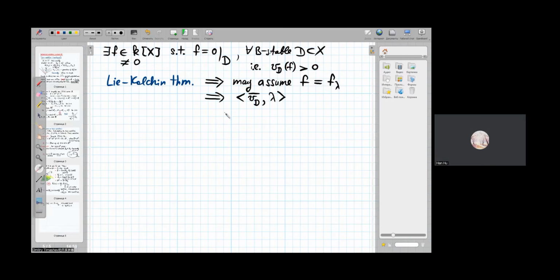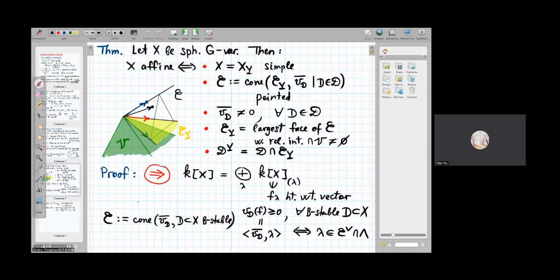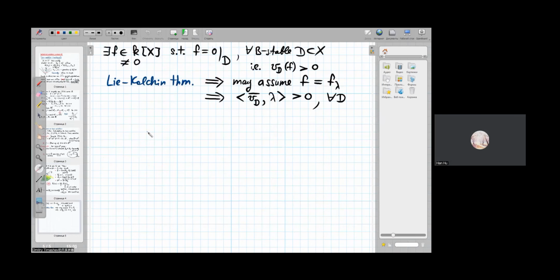So as I said, these inequalities mean exactly that the pairings of all vectors VD bar with this weight lambda are positive for all these Ds. But now let's come back to the previous page. So we have a cone with this set of generators, and we have a linear function, a vector in the dual lattice, which takes positive values on all these generators. This means that the cone is pointed. This implies that the cone C is pointed.